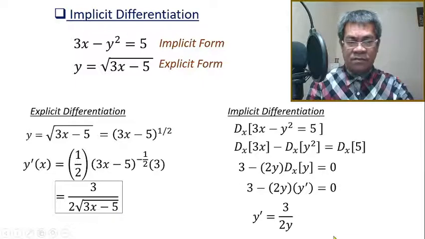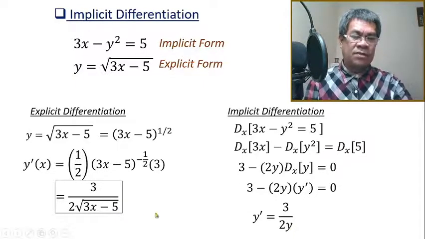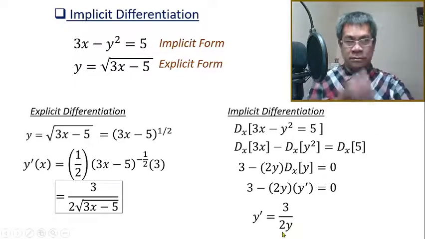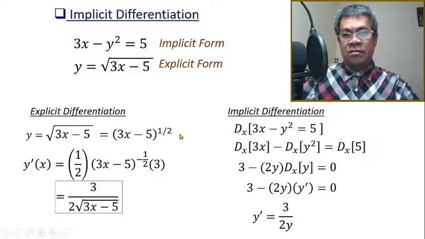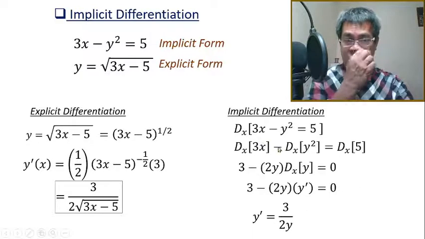Remember, this is y. So therefore, they are equal. So no need to replace this with what? With this value, because this is telling us that the derivative of y is actually the 3 divided by 2 with twice its function. Okay? So that's it. So we are able to obtain from the explicit form, implicit, we have the explicit, then we have the process, and they arrive at the same answer.